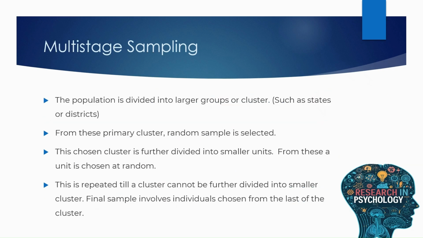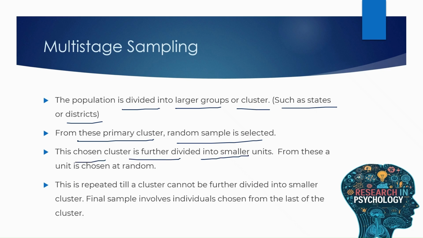Then finally, we have multi-stage sampling. Now, what is multi-stage sampling? Here, the population is divided into larger groups or clusters, such as a country being divided into states and districts. From these primary clusters, a random sample is selected. Okay, so if I have divided a country into states, I'm going to select a state. This chosen cluster is further divided into smaller units. So since I have a state, I'm going to divide that state into different districts.